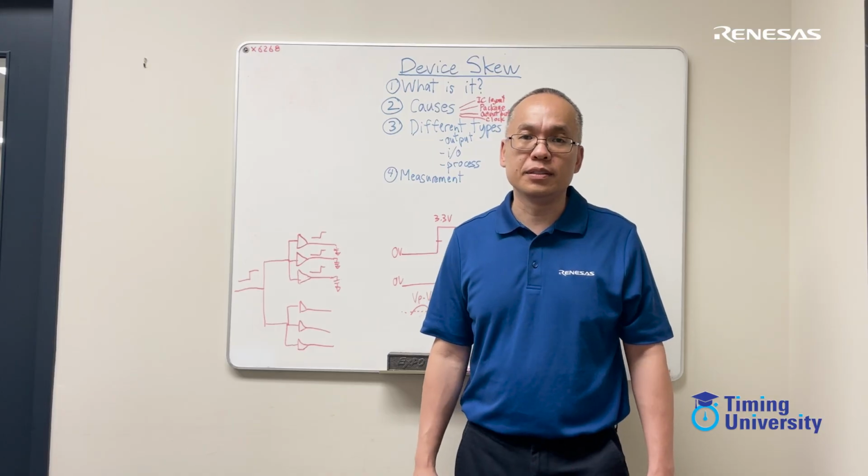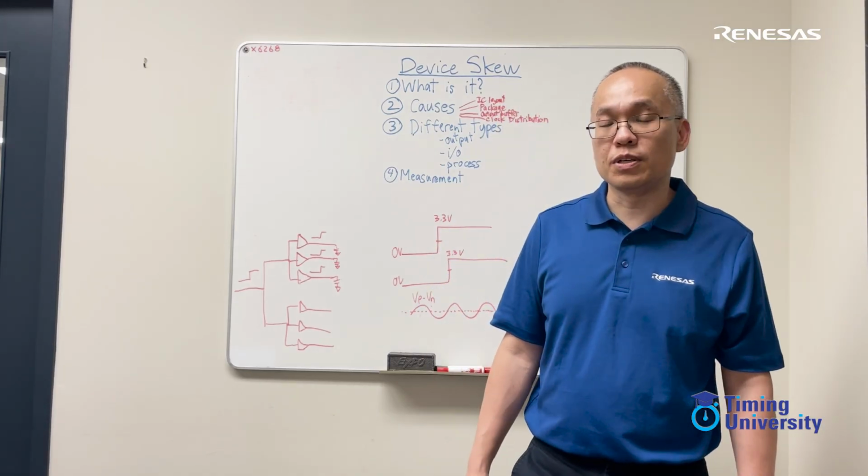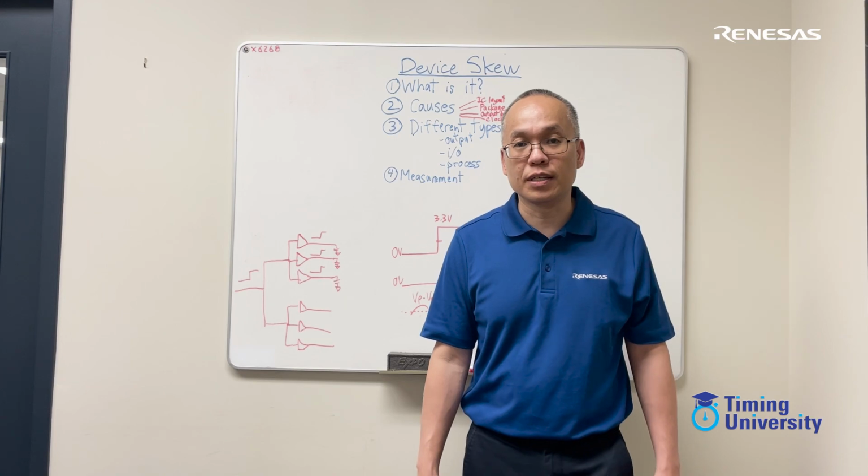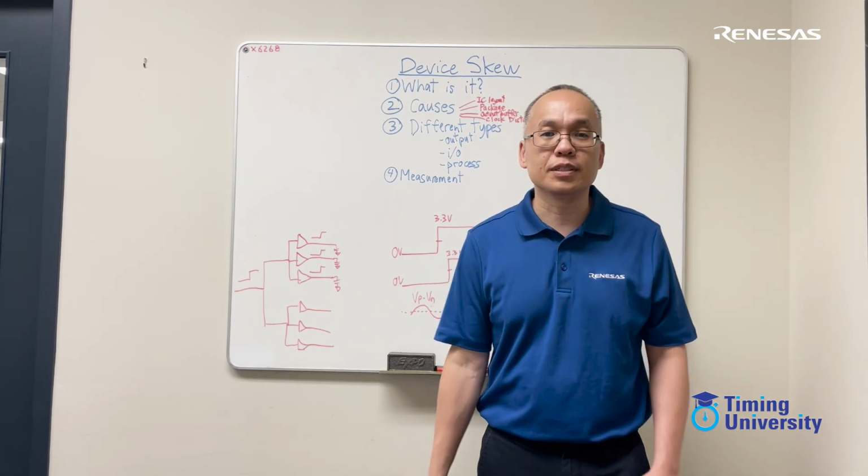The other thing is that active probes are good for differential signals because they have matching P and N paths to the oscilloscope.